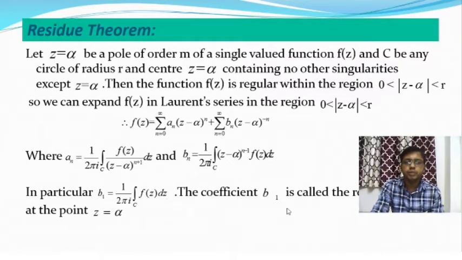The coefficient b1 is called the residue of the function f(z) at the point z = α. If the Laurent series f(z) equals the summation over n = 0 to infinity of a_n (z − α)^n plus the summation over n = 1 to infinity of b_n (z − α)^(−n) can be expressed as a finite number of terms, the coefficient of 1 by (z − α), that means b1, is called the residue at z = α for the function f(z).